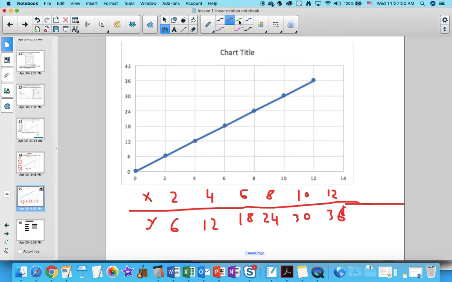So what is the pattern we see? Whenever x goes up by 2, y goes up by 6. If this is going up by 6 every time, then I can just keep going. At 14, go up by 6, should be 42. At 16, go up by 6, 48.